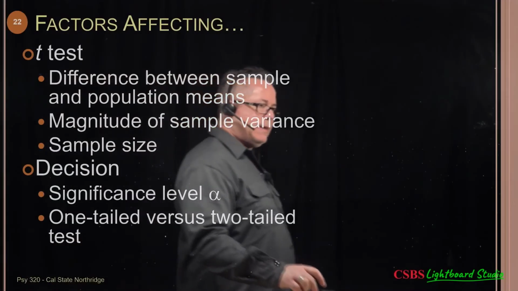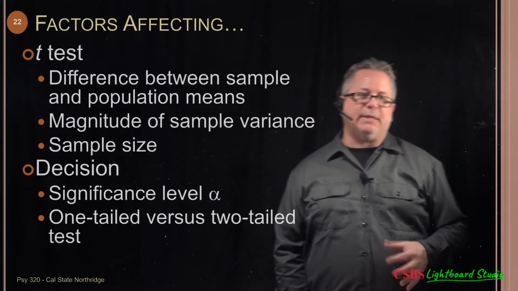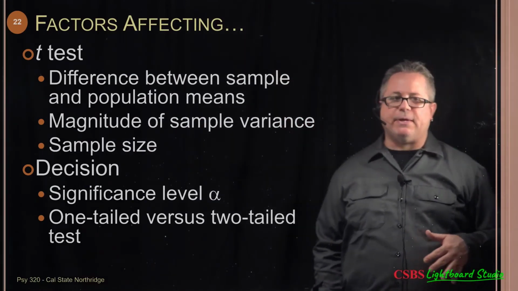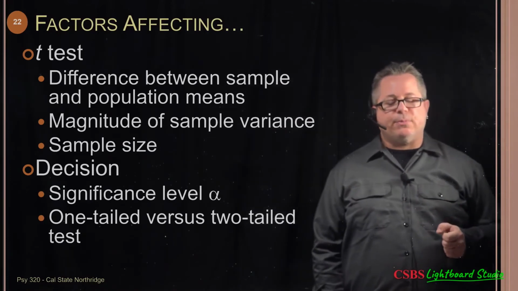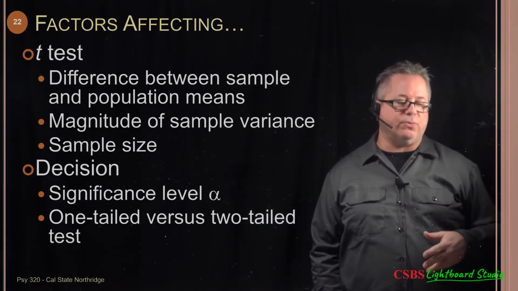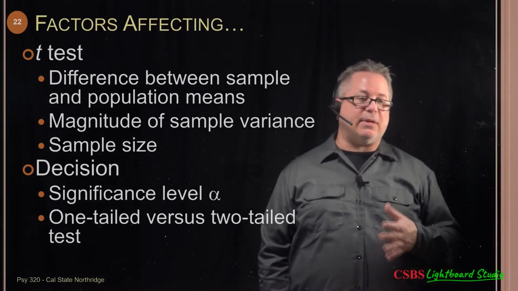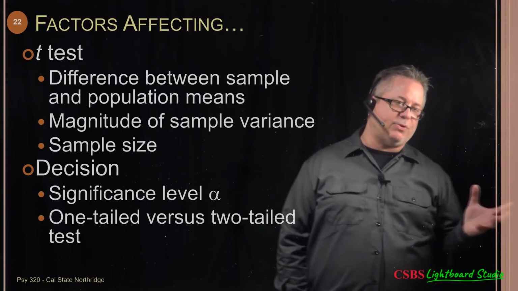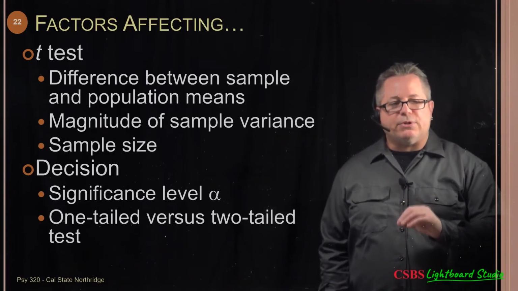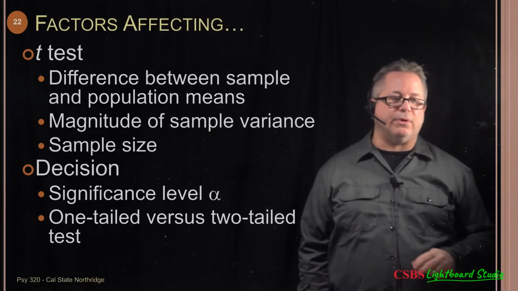So, things affecting the t-test. Factors affecting the t-test are also things that affect power. Remember, the power of a test is the likelihood that you're going to reject a false null hypothesis. So if your null hypothesis is false, meaning that your alternative is true, the power is the probability that you'll be able to reject the null when it's false.